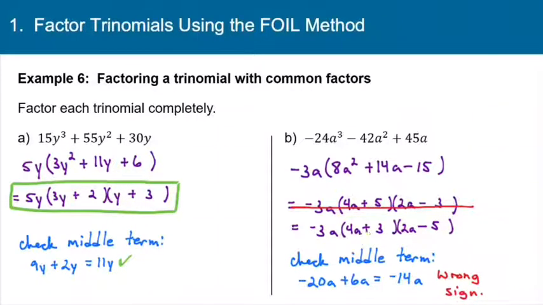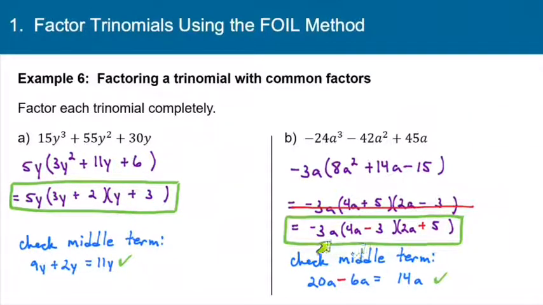So we'll change this plus to a minus, and we'll change this minus to a plus, and that ought to do it. So now outer times outer is going to be positive 20a. Inner times inner is going to be negative 6a, and that means that will add up to positive 14a, so that's right, and that means that this is the factoring we were looking for.